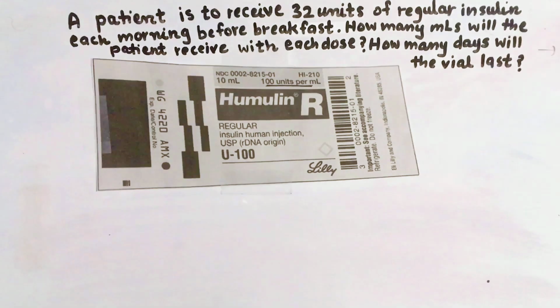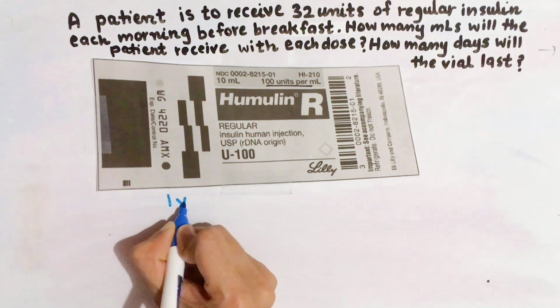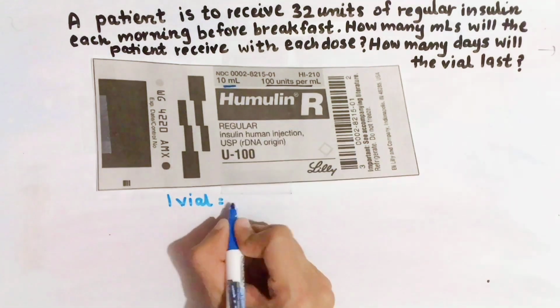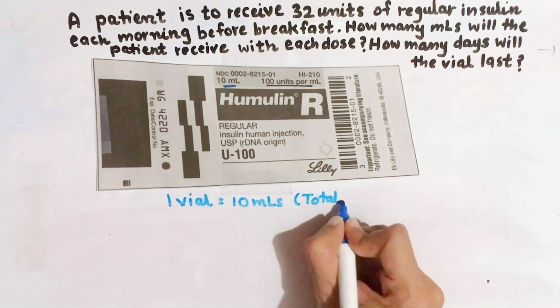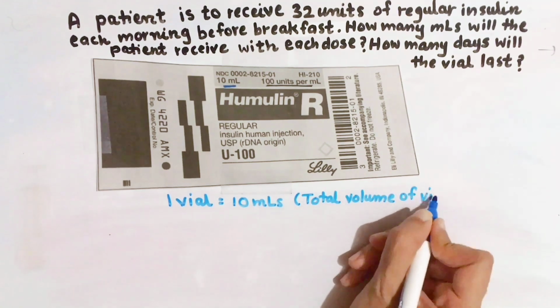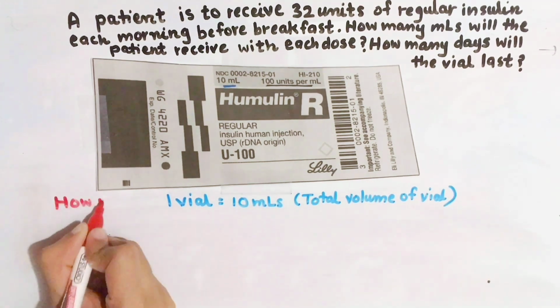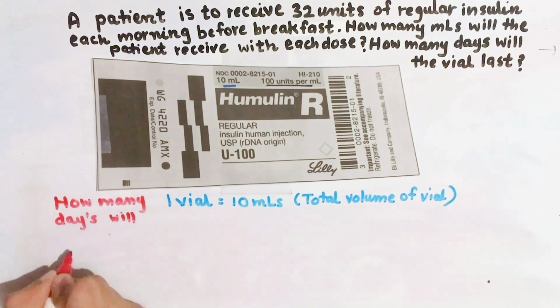So let's look at the second question now. The second question says, how many days will the vial last? In order to know that, we first need to know how much is one vial. One vial contains 10 milliliters of total volume of insulin. So how many days will the 10 mL vial last for the patient?